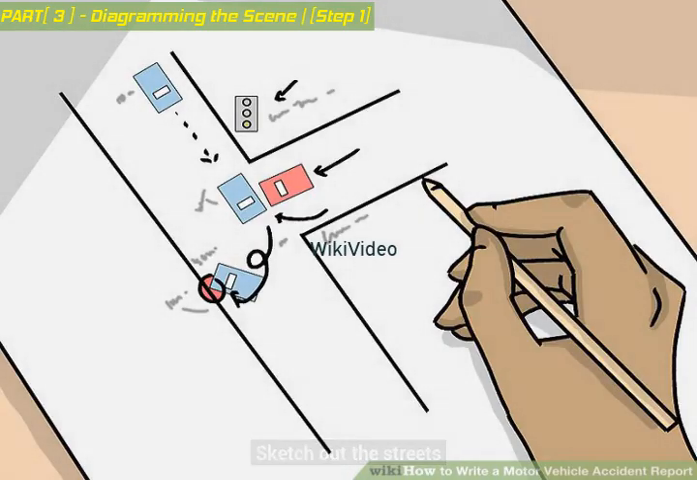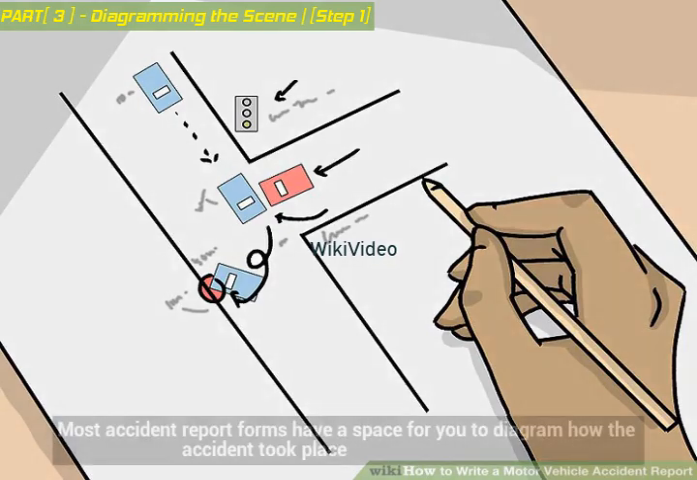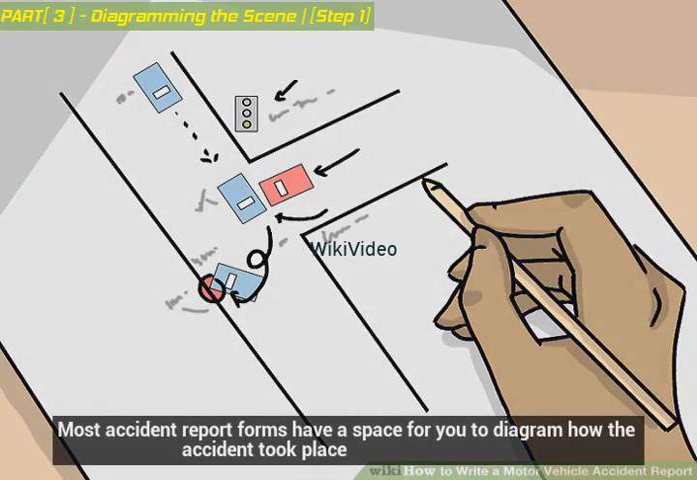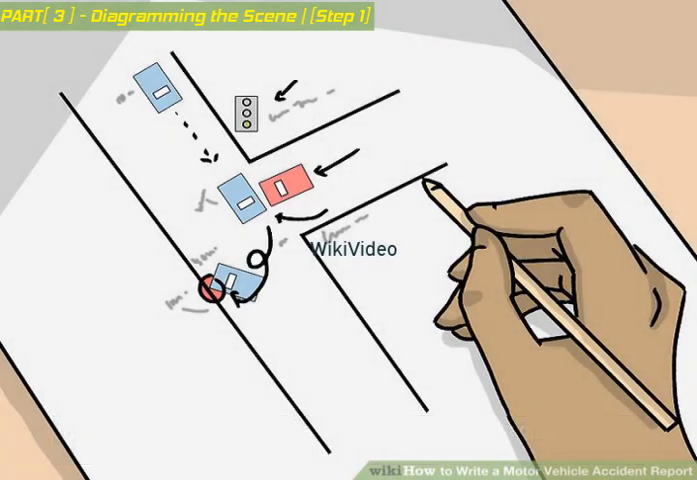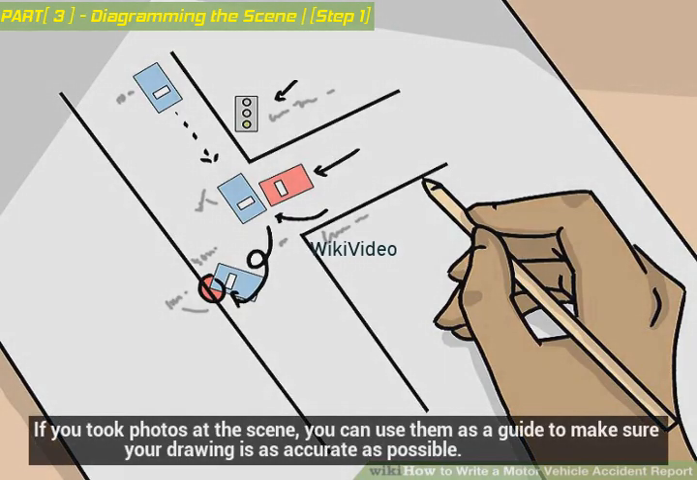Sketch out the streets. Most accident report forms have a space for you to diagram how the accident took place. If you took photos at the scene, you can use them as a guide to make sure your drawing is as accurate as possible.